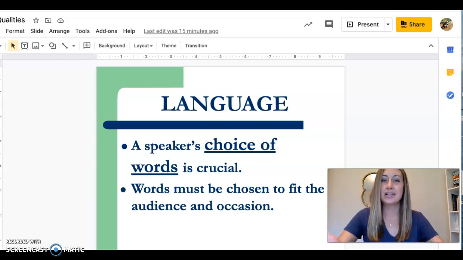If you're giving your presentation to an older generation, they're not going to understand that. Plus, it takes away credibility and professionalism. So slang words should probably not be used. Words must be chosen to fit the audience and the occasion.